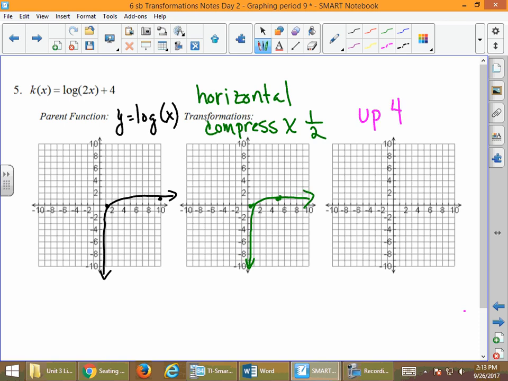The +4 is outside of the function, and we only have 2 points to really look at on this one. So the 1/2, 0 is going to move up 4. And our 5, 1 is going to move up 4. And even though my graph looks like it, we don't touch the y-axis.